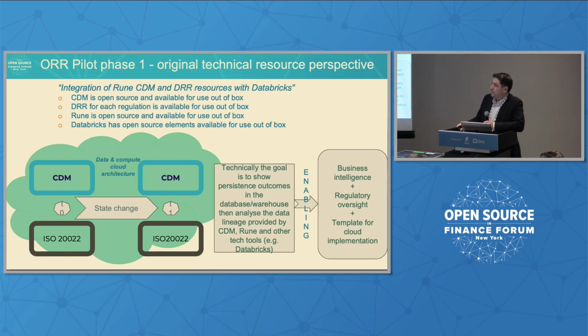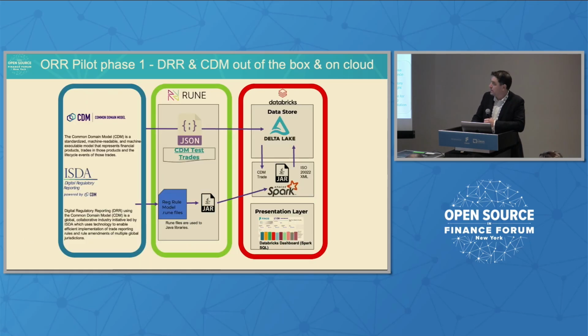Okay, on the technology side, CDM is open source. DRR for each regulation is available for use out of the box, open access. Rune is open source and available for use out of the box. Databricks has open source elements, which we use, just the basic implementation, and again, that's what we were aiming to do.